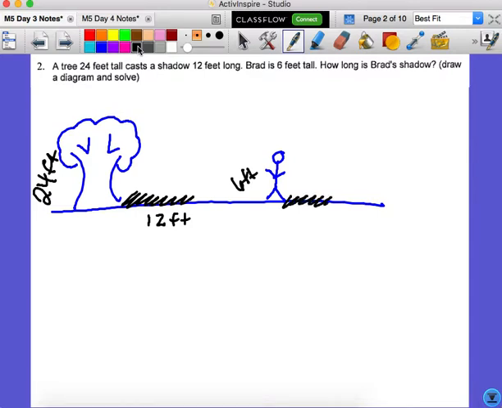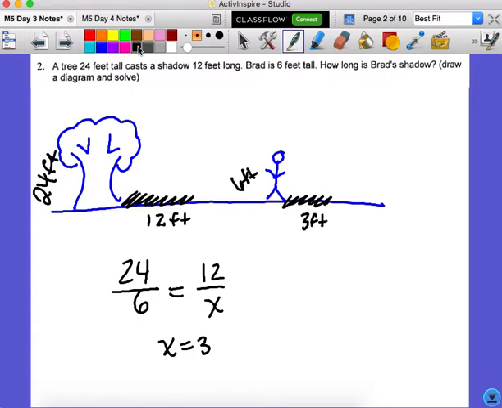To do that, we could say the height of the tree over the height of Brad equals the length of the shadow over the length of the shadow. Now at this point, you can solve the same way we always do, and we're going to find that x is 3. So in other words, his shadow is 3 feet long.